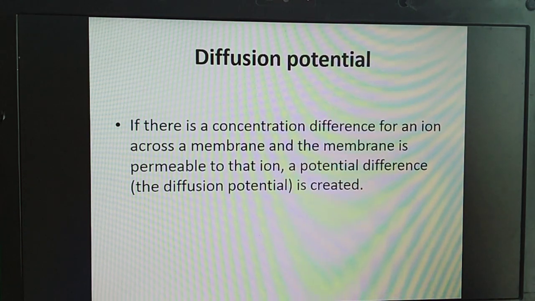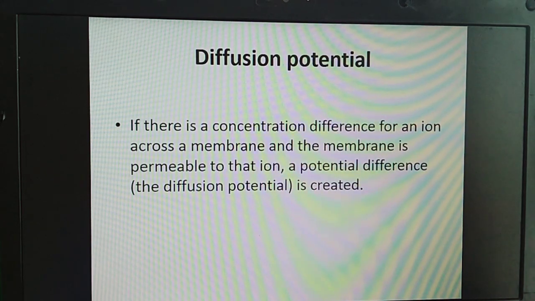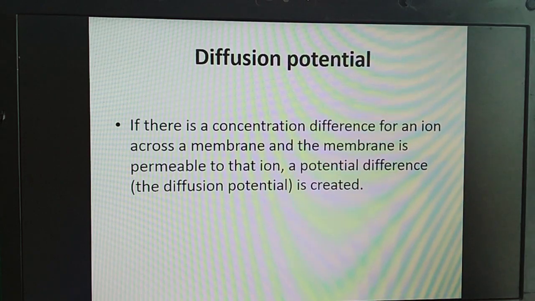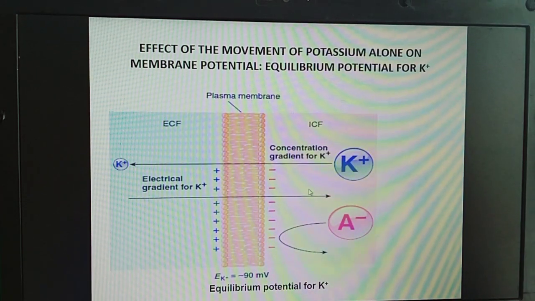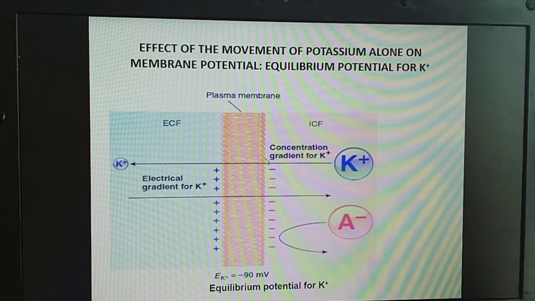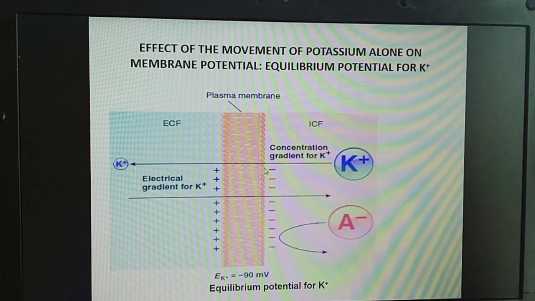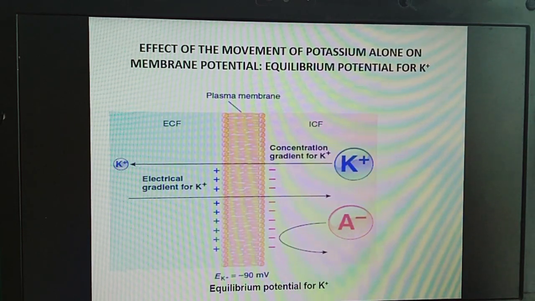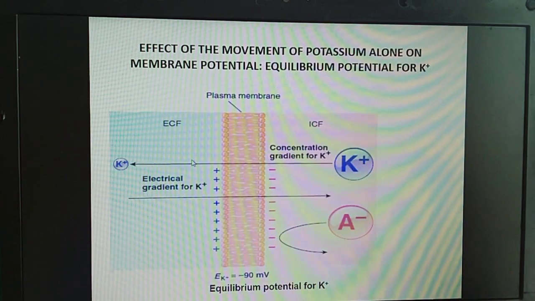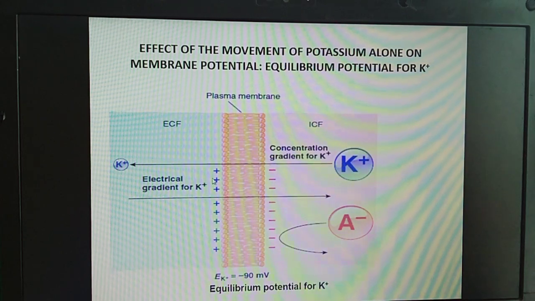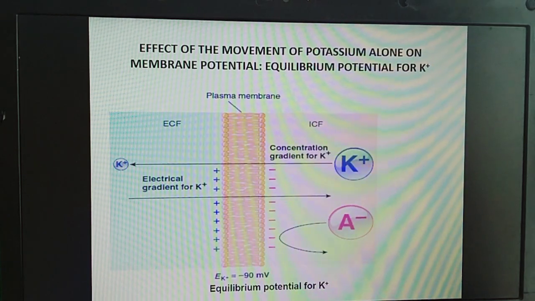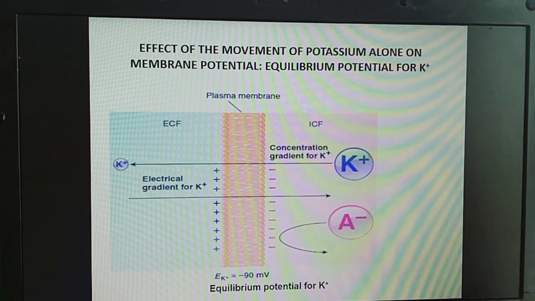So if there is a concentration difference for an ion across a membrane, and the membrane is permeable to that ion, a potential difference is created, and that potential difference is known as the diffusion potential. So you can see that the potassium which will be in excess in the ICF can get diffused out into the ECF, because this plasma membrane has the permeability for these potassium ions, and concentration gradient favors the potassium diffusion out into the ECF, and this is what creates the potential difference. Okay, however, we see that for potassium, there is another concept known as equilibrium potential as well.